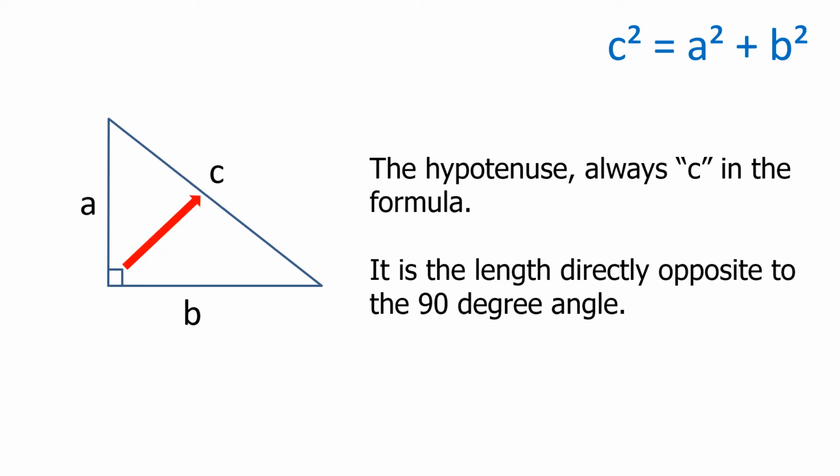Before we look at the formula, let's look at some terminology. The first term that we're going to learn is hypotenuse, and it's always denoted with a small c on a triangle. This is the longest length of a triangle, and it's always opposite our 90-degree corner. As we can see here, we have a little 90-degree square at the corner, and we can see the relationship of the hypotenuse to the 90-degree corner. Again, the hypotenuse is always the longest length of a triangle.